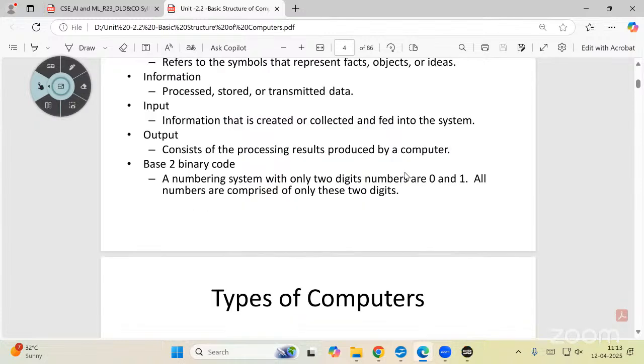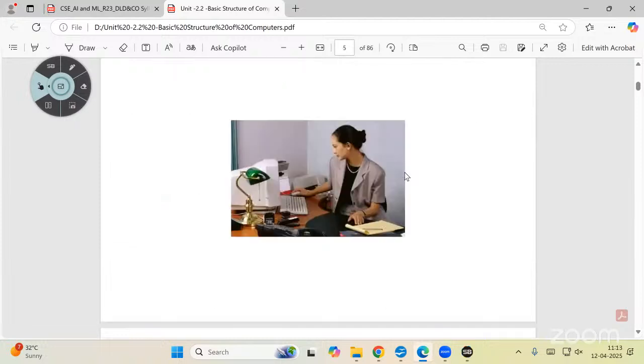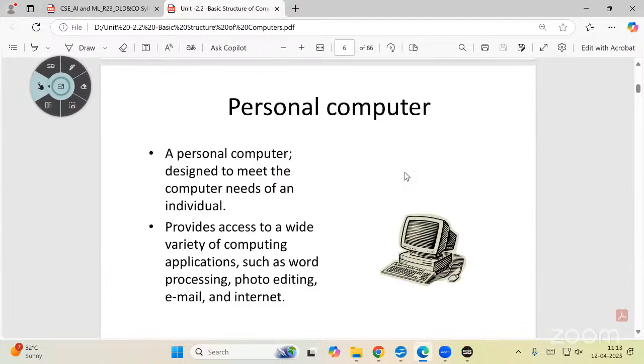Okay. Types of computers. What is the first one? Personal computer. What is meant by personal? Personal use. Nowadays no one is using desktop computers personally, only laptops. Personal computers have been replaced by laptops. Okay, but the first computer is a personal computer.